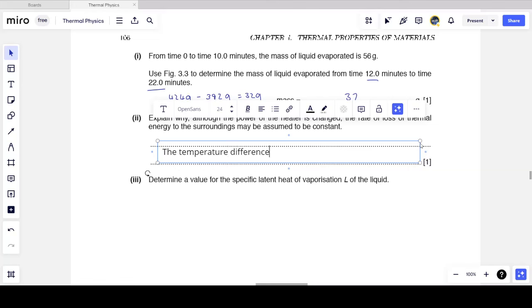This is a kind of question that I've seen a few times in past exams, so make sure you understand what I've done here. We had to account for heat loss, and the previous questions actually give us a hint.